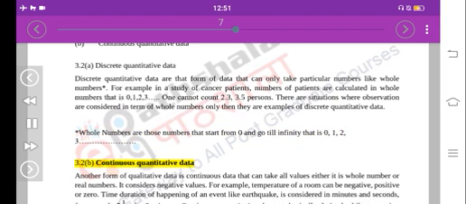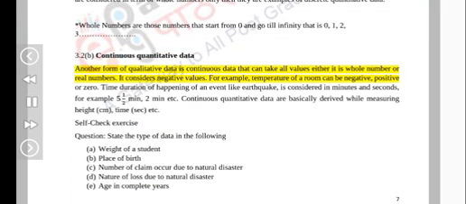3.2b Continuous quantitative data. Another form of quantitative data is continuous data that can take all values, either it is whole number or real numbers. It considers negative values. For example, temperature of a room can be negative, positive or 0. Time duration of happening of an event like earthquake is considered in minutes and seconds, for example 51.2 minutes, etc. Continuous quantitative data are basically derived while measuring height, cm, time, sec, etc.